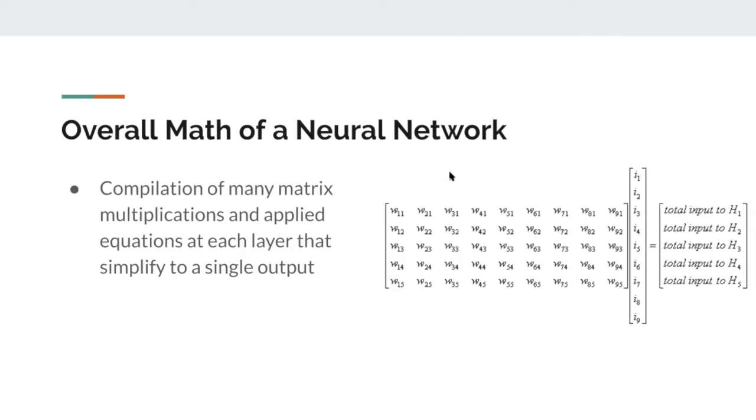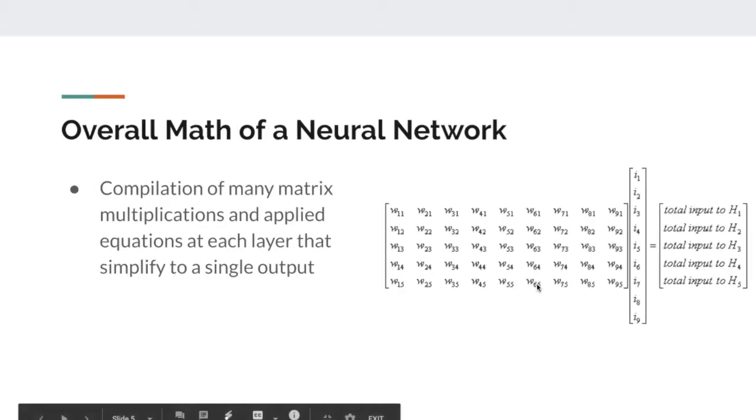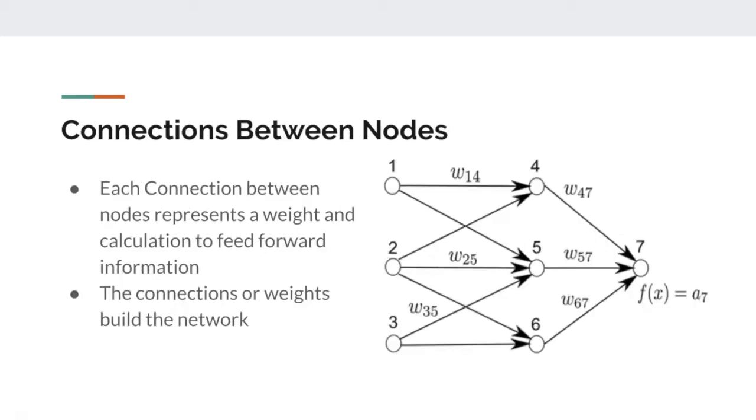So if we go back earlier, each input is one of these, right? 1, 2, or 3. And then each weight is one of these lines. And then each of the outputs is one of these nodes, right? So each weight is a line, each input is one of the inputs, and each of these outputs is one of the output nodes, right? So that's how it works.